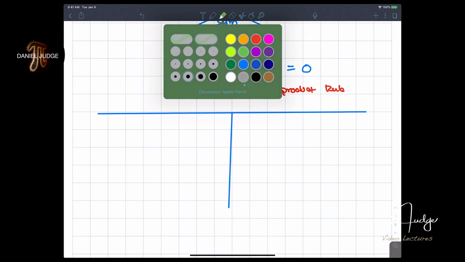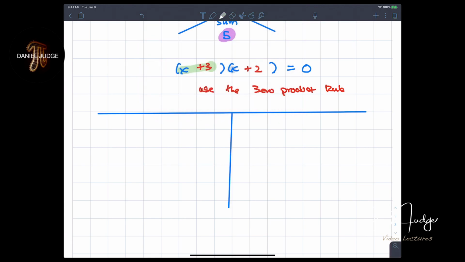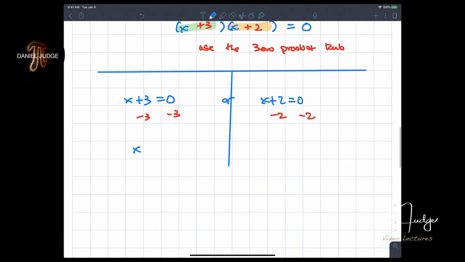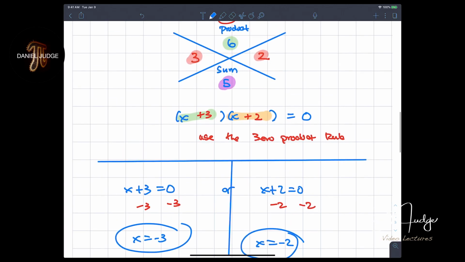Remember what we did. We said this first term times the second term, I think we used orange, creatures of habit, times that second term equals 0. That means either that first x plus 3 was 0 or the x plus 2 was 0. So you haven't solved these equations yet. You have to. So I get x is negative 3, and I get x is negative 2. Okay, here's my two answers here.